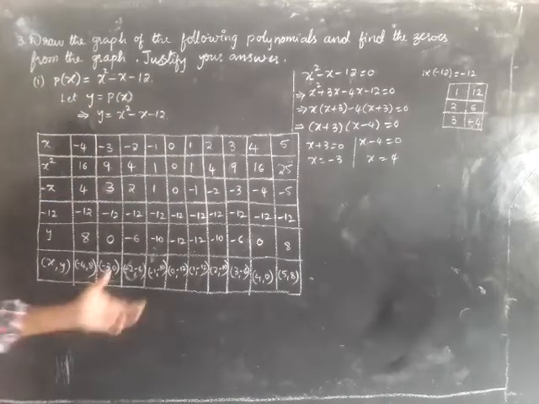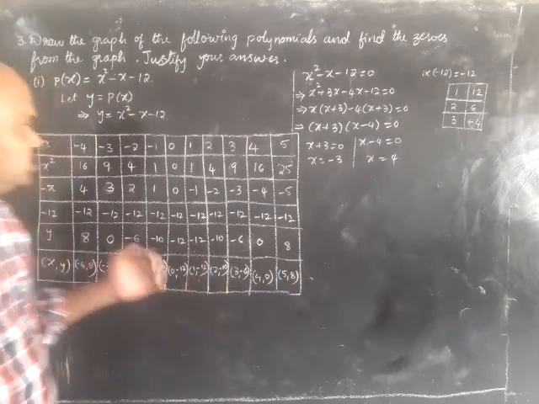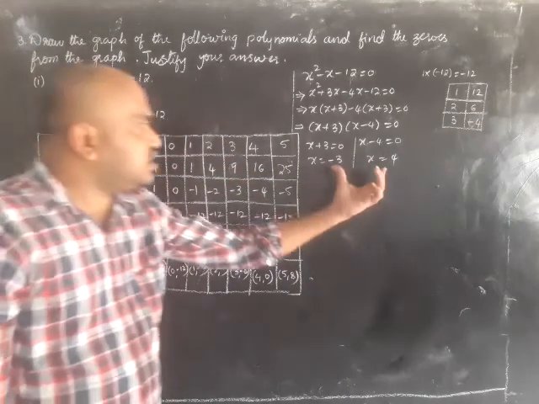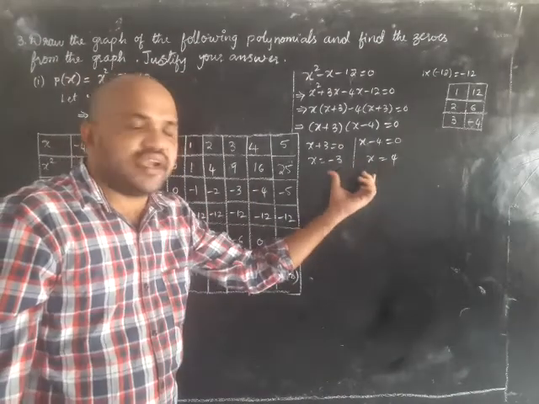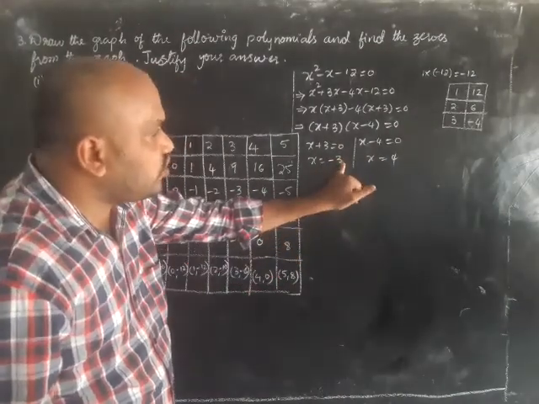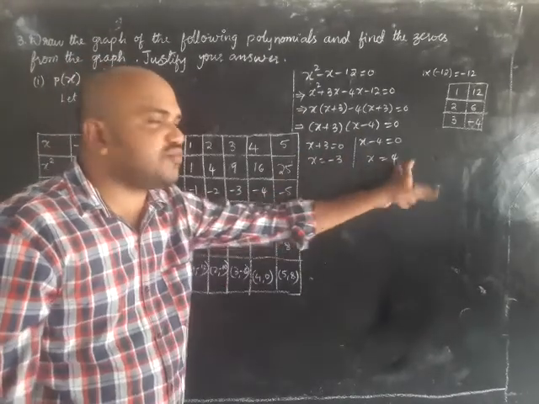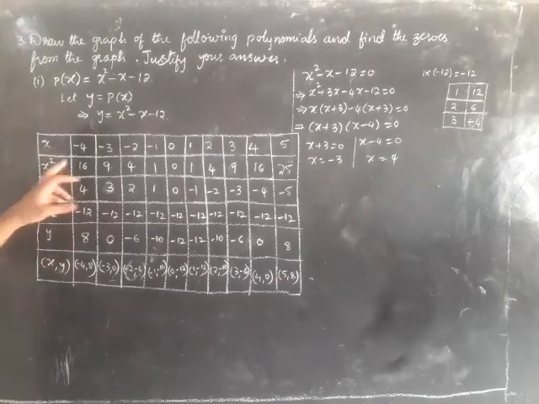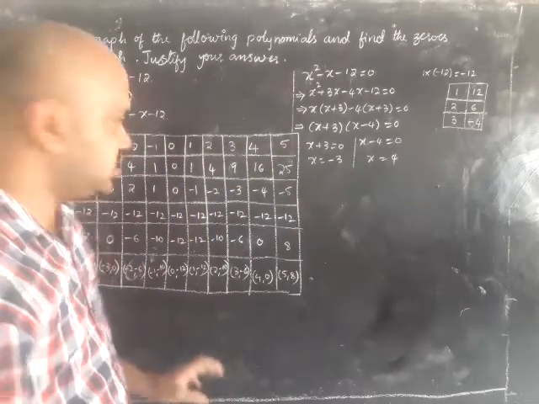See here, first we have to complete the table, then we have to plot them on the graph. So once again I will explain. Here our zeros are minus 3 and 4. So to get a neat graph, we take one number before minus 3 and one number after 4. So we start from minus 4 to 5, then our graph will be very neat.